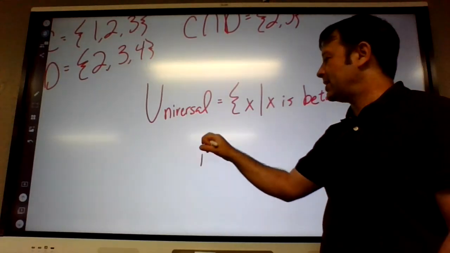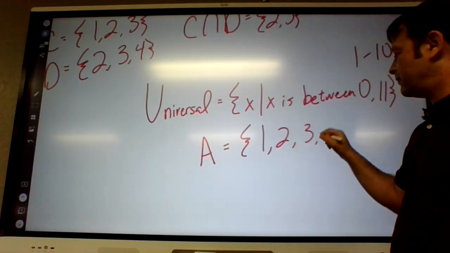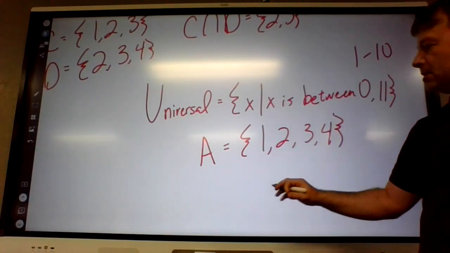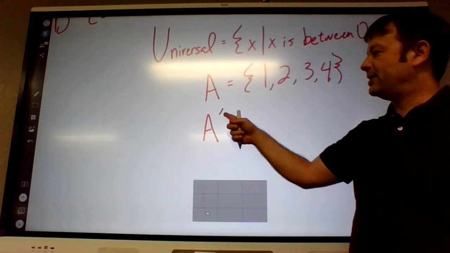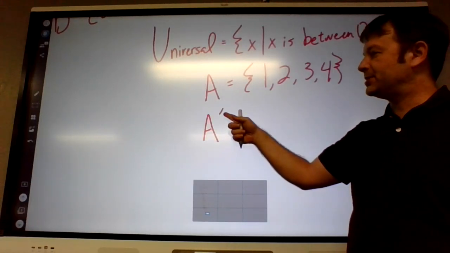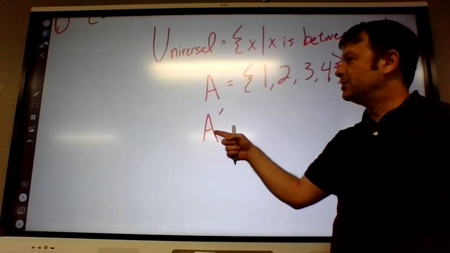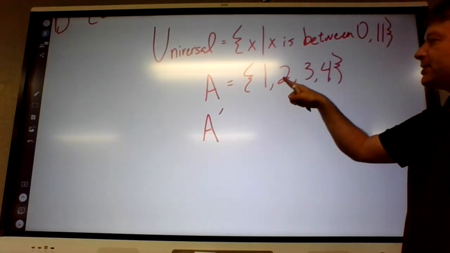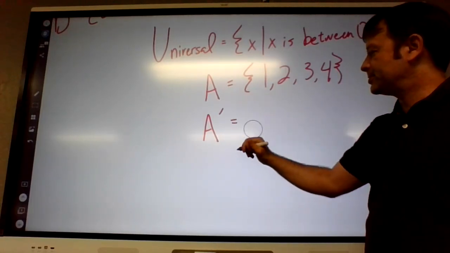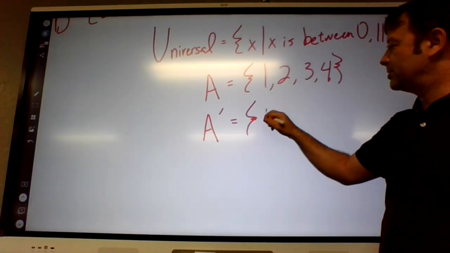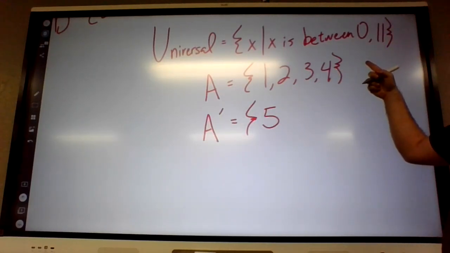If I say set A is 1, 2, 3, 4. Okay. Here's my last symbol. It's kind of like an accent. It's called the complement of A. It means everything that's not in A, but still in the universal set. So what is not in A? 5, 6, 7, 8, 9. Right. I'm not very good at it either. So yeah, what would not be in A includes 5, 6, 7, 8, 9, or 10.